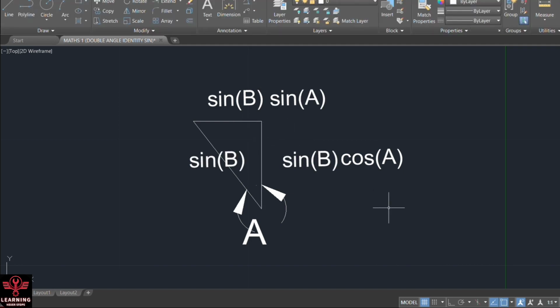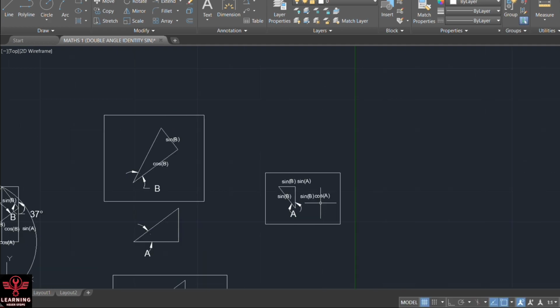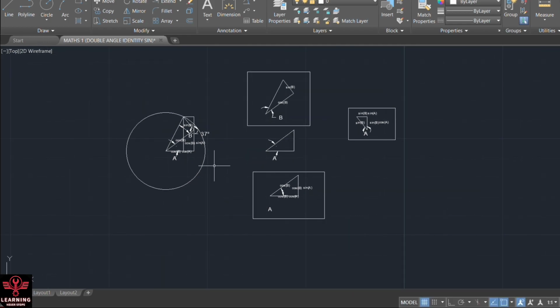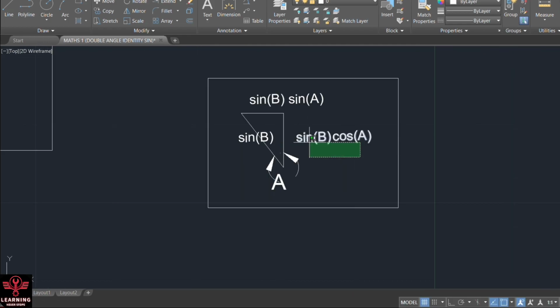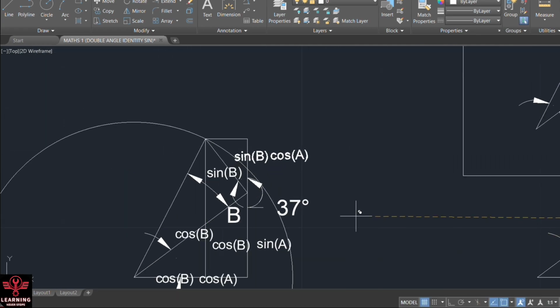Don't be confused by the angles A and B. Remember, hypotenuse times sine of the angle given in the triangle will become the perpendicular, and the hypotenuse multiplied with cos of the angle in the triangle will become the base. Now we also know the sides of this triangle as well.